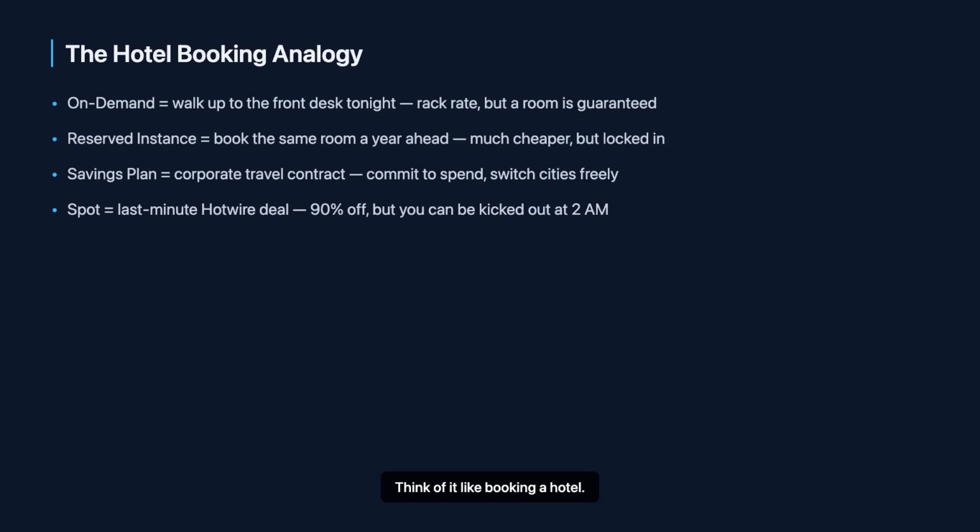Think of it like booking a hotel. On demand is walking up to the front desk tonight. You'll get a room, but at the rack rate. A reserved instance is booking the same room, same dates, a year in advance, much cheaper, but if your plans change, you're stuck. A savings plan is a corporate travel contract. We'll spend $50,000 on hotels this year. You get a great rate and you can switch cities, room types, even hotel brands. And Spot is a last-minute discount deal, 90% off, but the hotel can kick you out at 2 in the morning if a paying customer shows up.